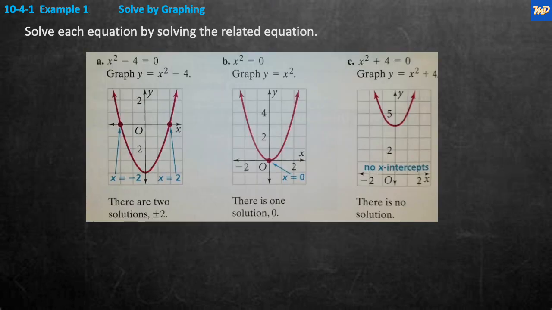Okay, example 1, solving by graphing. Solve each equation by solving the related equation. So we have x squared minus 4 equals 0, we have x squared equals 0, and we have x squared plus 4 equals 0. So let's start with the first one. It says to solve it. So x squared minus 4 equals 0.